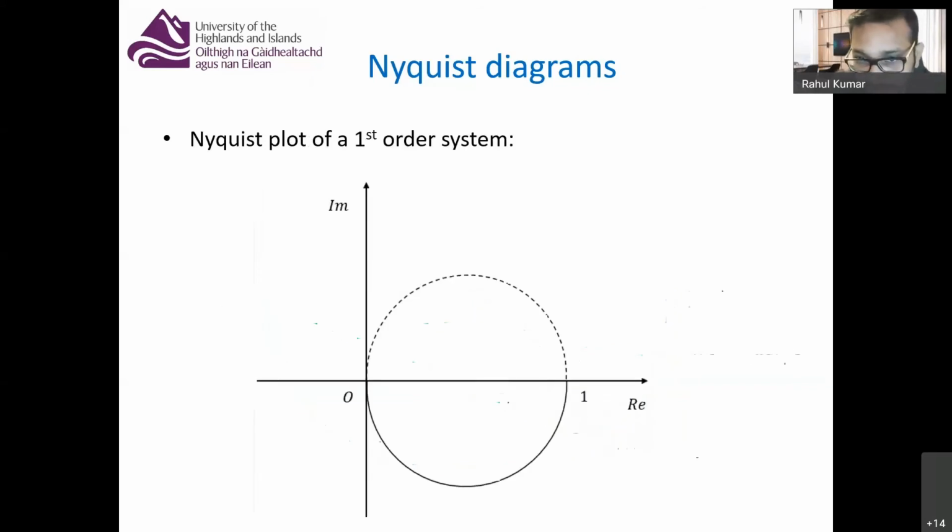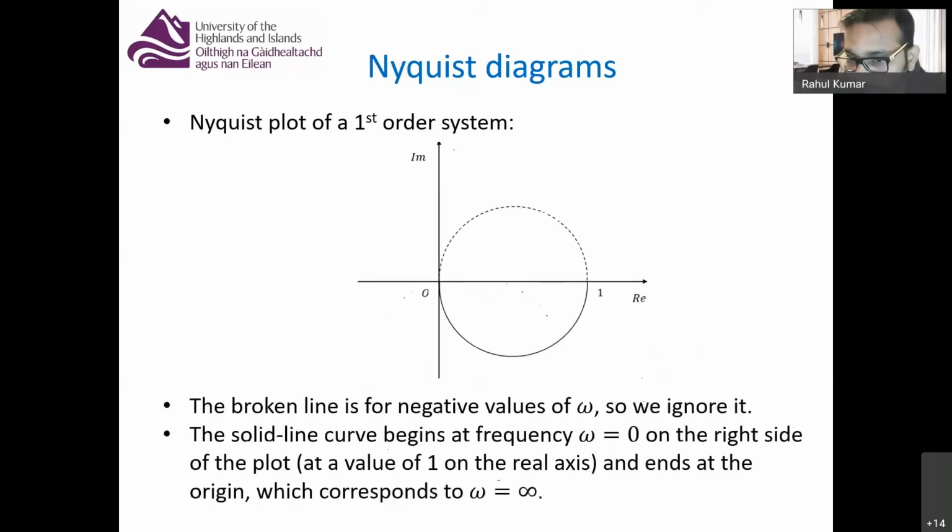Now, generally the Nyquist plot for a first order system is a unit circle. That is a circle with a diameter of 1. Okay. Now, the broken line is for the negative values of frequencies, omega. So as I mentioned, on the upper half of the circle, the broken line, you will have the negative values of frequencies. And at the bottom half, you will have all the positive values, right?